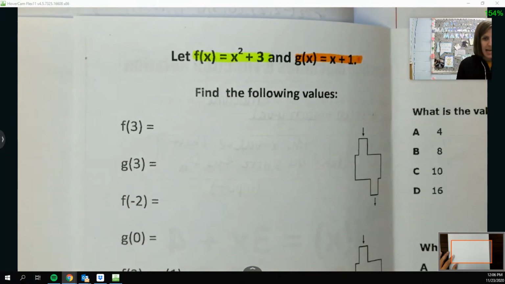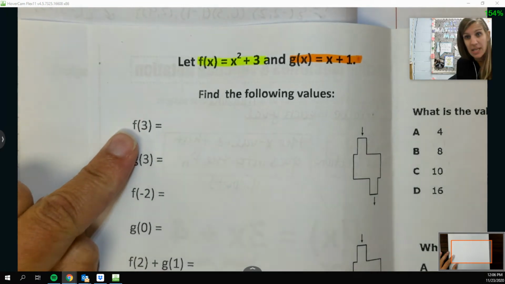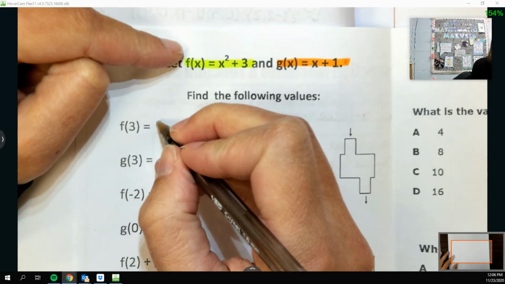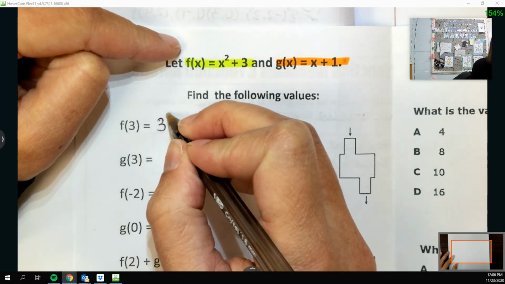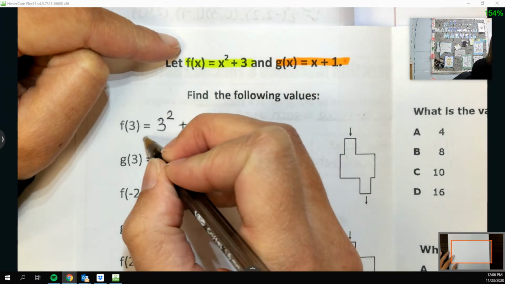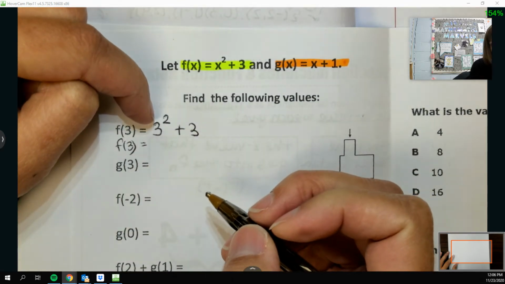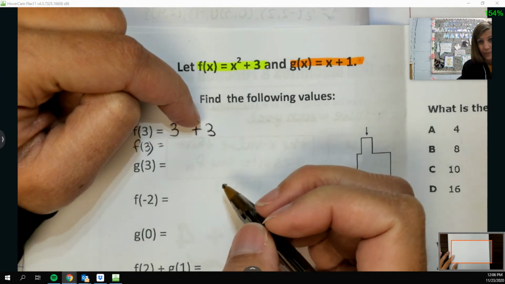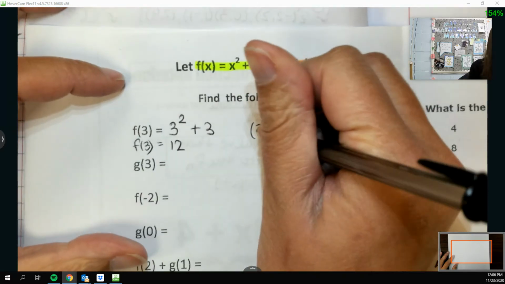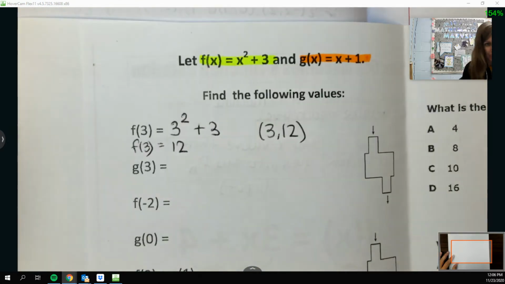So when we're going to write these out, first of all, I need to notice which function I should be looking at. So for this one here, I'm looking at the f function, which is going to take that number that I'm inputting and square it, and then add 3. So if we simplify that by following order of operations, 3 squared is 9, plus 3 more is 12. So I could write this as an ordered pair, 3 comma 12, because I input 3, got out 12.